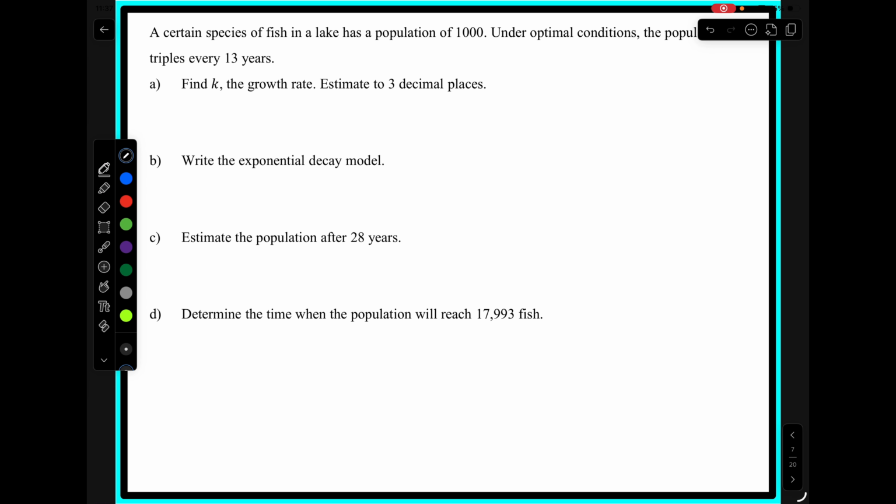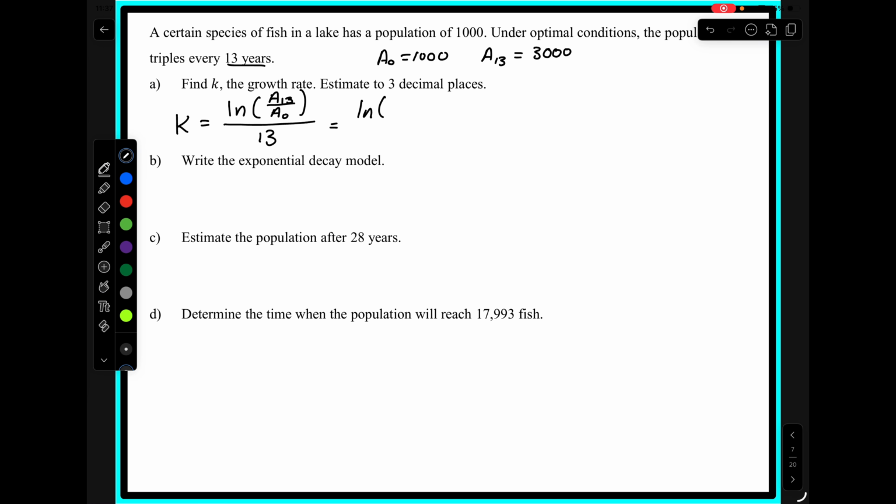The formula to figure out k is to get the natural log of the amount that we want to get to, which in this case is the amount in 13 years, divided by the amount that we initially start with, and dividing it by the time, which in this case is 13 years. So we're starting off with 1,000 fish and it's going to triple. So in 13 years, the amount of fish that we're going to have is 3,000.